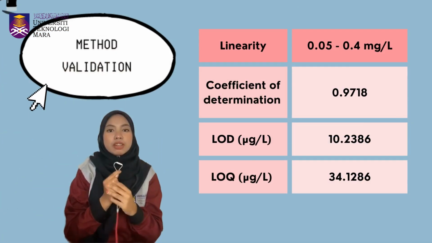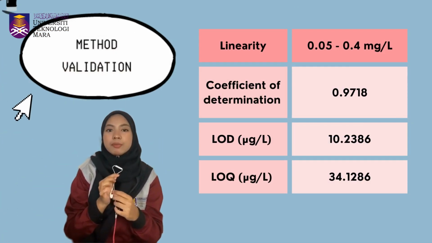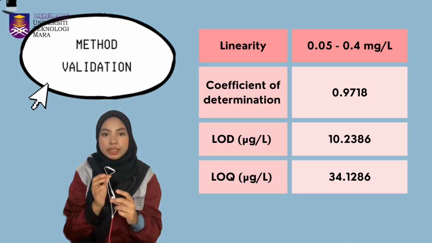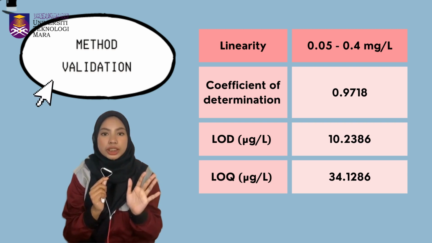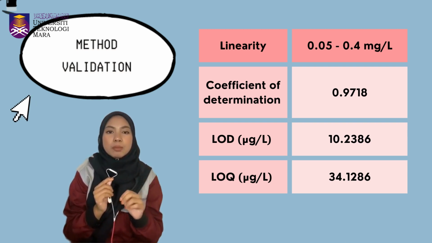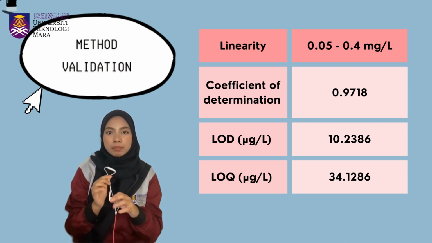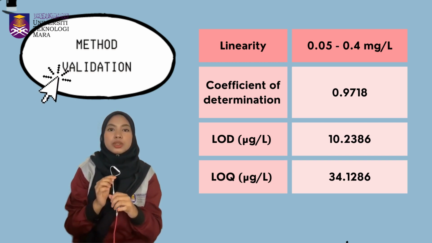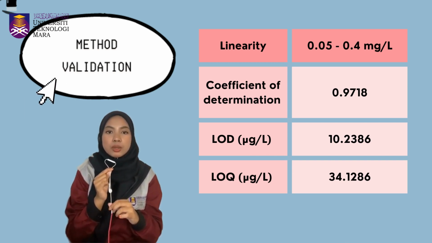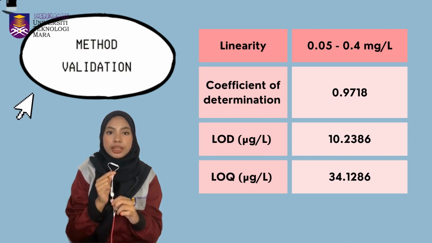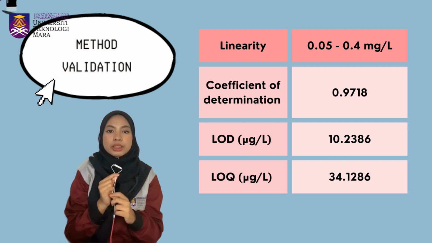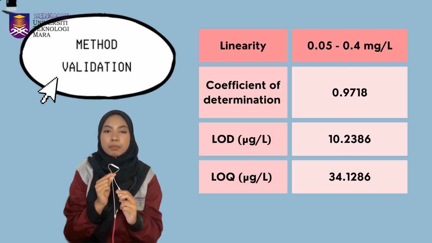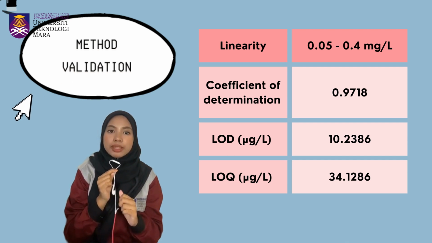The optimum conditions for hydrocortisone extraction achieved from past experiments were used in method validation. The linearity step was established using 5 different concentrations between 0.05 to 0.4 mg per liter. The linearity showed a good coefficient of determination R squared value of 0.9718. The LOD and LOQ were detected in tap water to be 10.2386 microgram per liter and 34.1286 microgram per liter respectively.